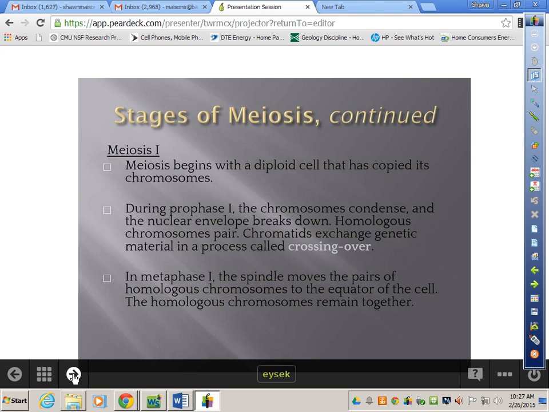So meiosis begins with a diploid cell that has copied its chromosomes, just like at the beginning of mitosis, except some very different things are going to happen. During prophase 1, the chromosomes condense and the nuclear envelope breaks down, and homologous chromosomes pair up. Chromatids exchange genetic material in a process that is called crossing over. Now in metaphase 1, the spindle moves the pairs of homologous chromosomes to the equator of the cell, and the homologous chromosomes remain together.